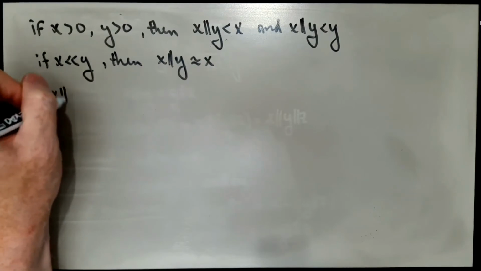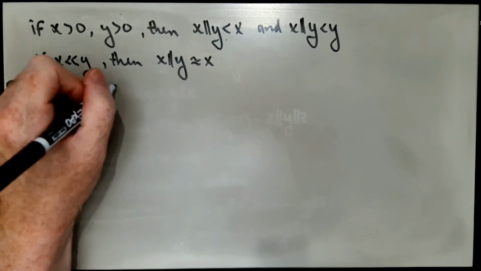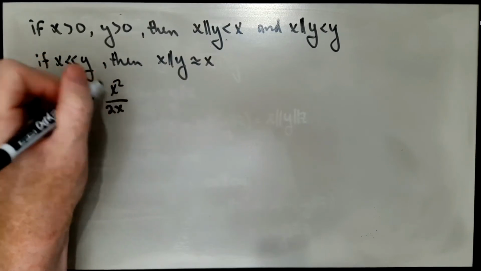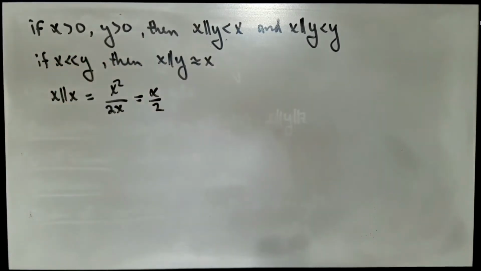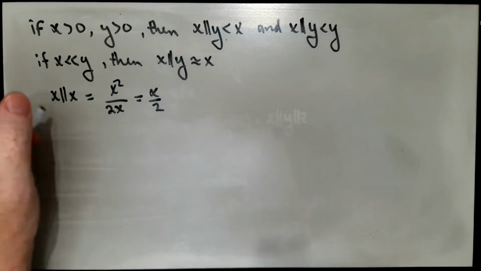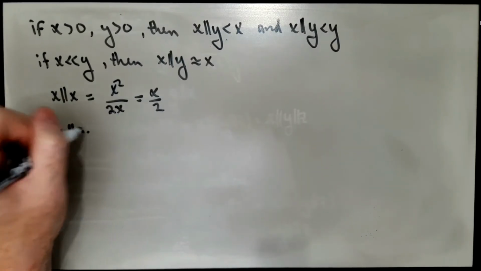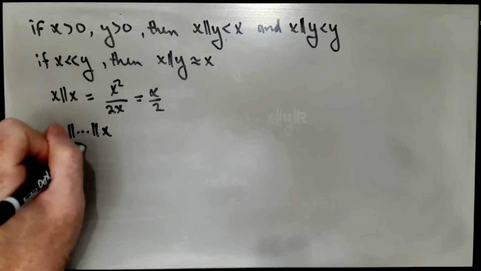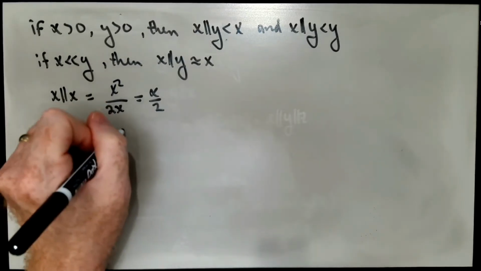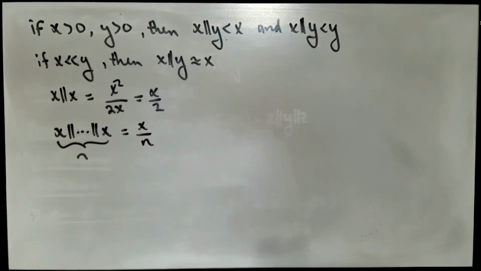x parallel x is just x squared over 2x, which is just x over 2. Right, so it's just half of the value if you take the same thing and parallel it with itself. If we have x parallel the same thing, parallel x, n times, this is just x over n. So if I have 10 1K resistors in parallel, then that's equivalent to a 100 ohm resistor. That's basically what we're saying there.